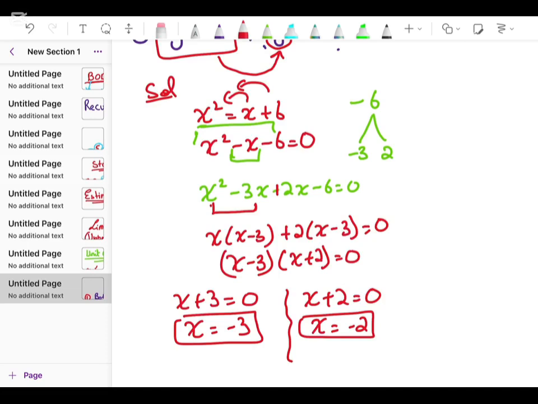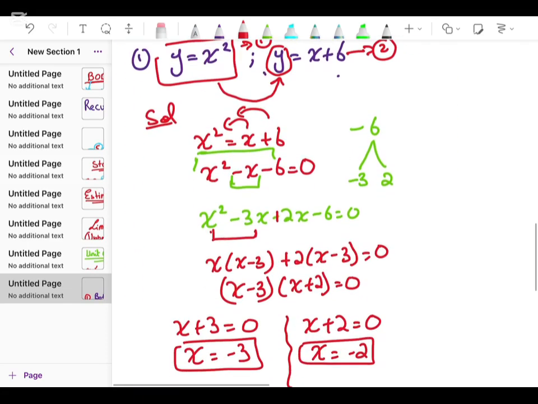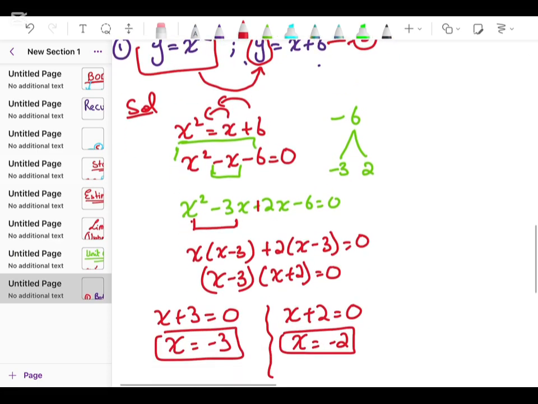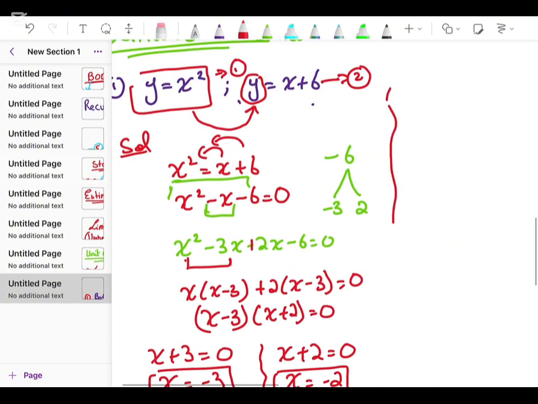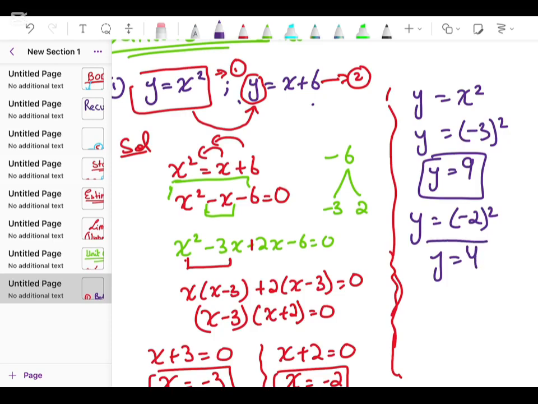You can see that in the previous question both were linear equations, so I got one value of x and one value of y. Right now you can see that there is one linear and one non-linear equation, so I get two values of x. Now how can I find the value of y? I have to put the value of x in any one of the equations. So the simplest equation is the first equation, that is y is equal to x square. The value of x is 3. 3 square will be 9. So the value of y is 9. And the next is y is equal to negative 2 whole square. So the value of y will be 4.